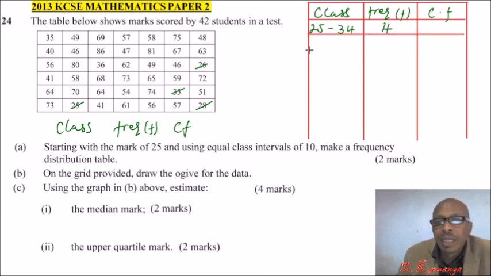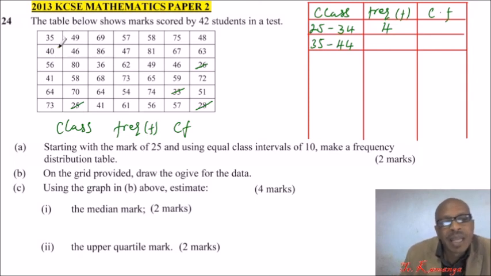We make another row here for the next class, and this class will have 35 to 44. So we check the marks that are in between. 35 to 44, that is 1. This is another one, this is another one, this is another one. So how many? 1, 2, 3, 4, 5. So the frequency here is 5. So that's how you do that.